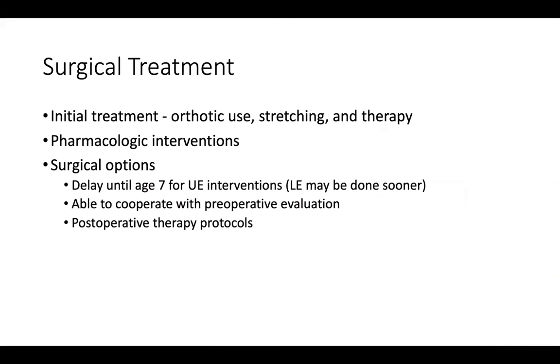So the initial treatment, again, starts with bracing, stretching, and therapy, maybe trials of different pharmacologic interventions, but ultimately if patients fail those treatments or maybe they're not a candidate for some of them, surgery becomes an option. And in the upper extremity, we typically try to delay surgery until around the age of 7. It's felt that this is kind of the age when patients are cognitively able to cooperate, for one, with the preoperative evaluation to get an idea or a reliable exam on them, and then also to be able to participate in the post-op therapy protocols, which are critical to the success of surgery as well.